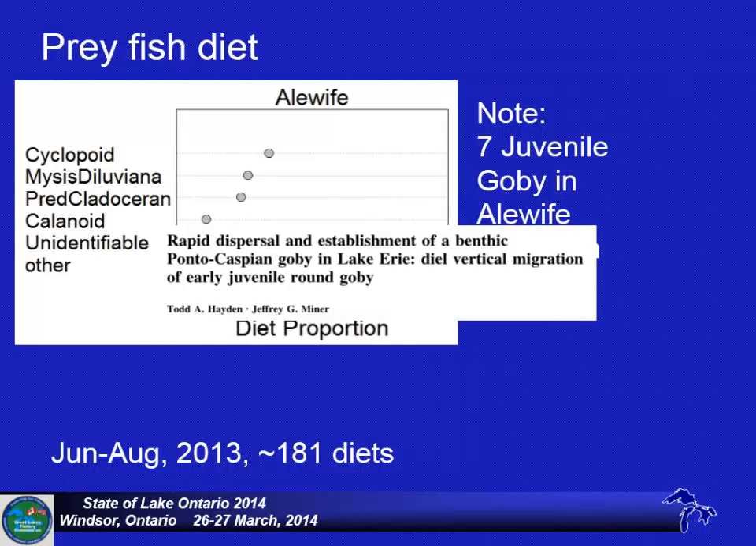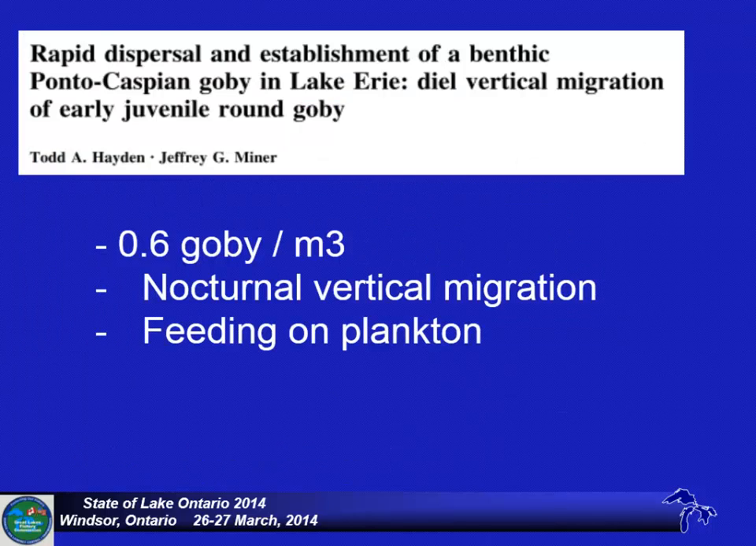The other neat point was that we're also seeing a couple of juvenile round goby in alewife diets. This was surprising at first, but Todd Hayden and Jeff Miner did some recently published Lake Erie work thinking about the behavioral and vertical migration of these very small juvenile round goby moving up in the water column at night, which is what they found.